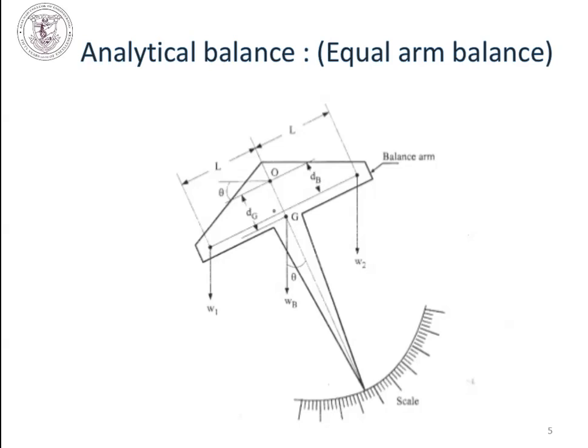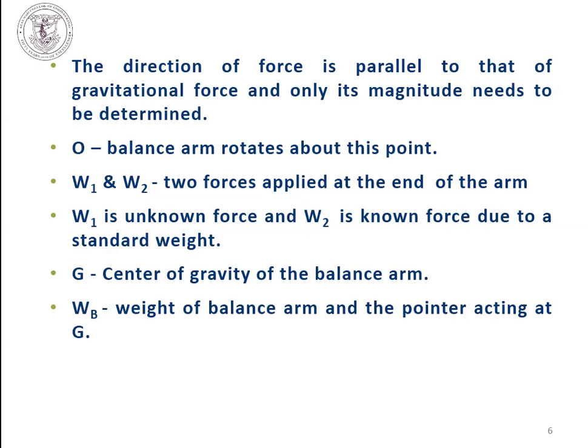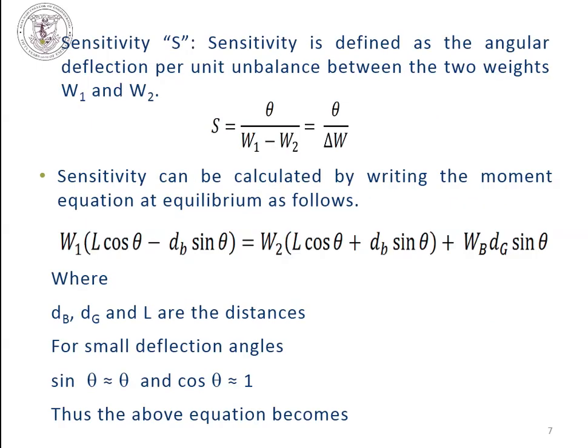So then we can go to what is its sensitivity. Sensitivity of the balance is defined as the angular deflection per unit unbalance between the two weights, that is W1 and W2. So what is the sensitivity? Sensitivity is defined as the angular deflection per unit unbalance between two weights W1 and W2. That is the deflection that occurs due to the change in weight.